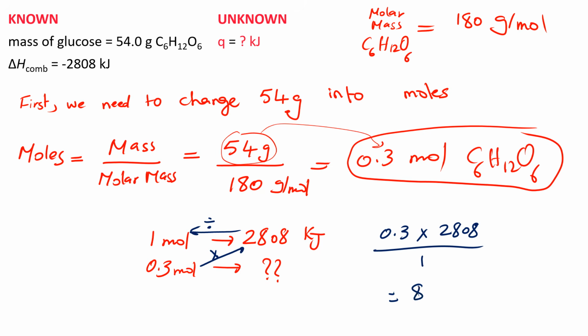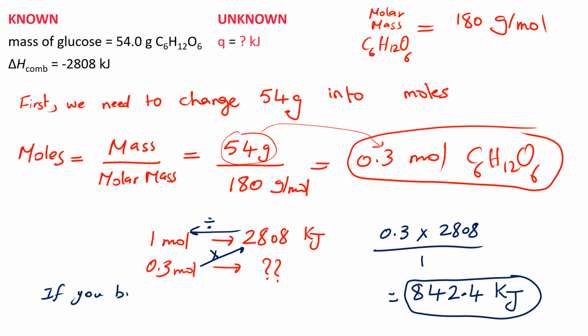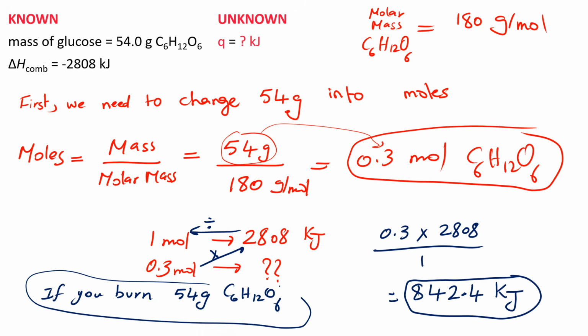And it will be 842.4 kilojoule. So if you burn 54 grams of glucose, إذا حرقنا 54 جرام الجلوكوز, هاي كمية الطاقة الحرارية اللي بتتكون.